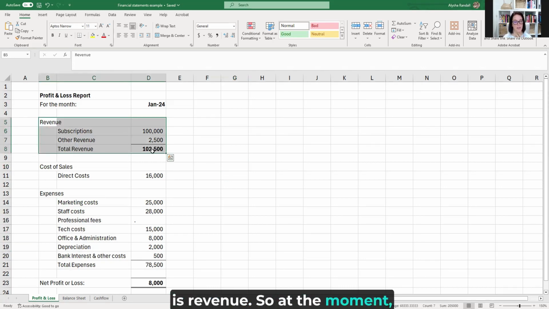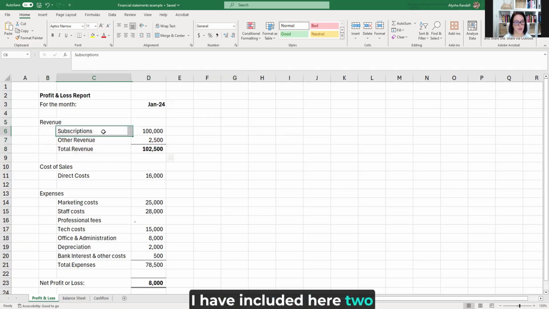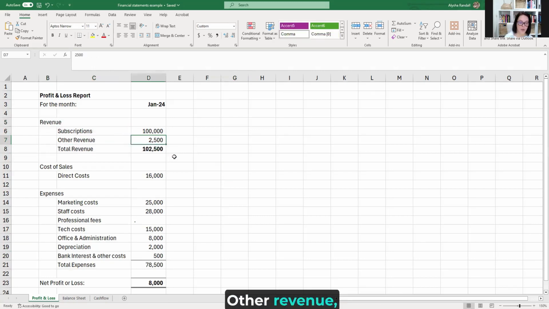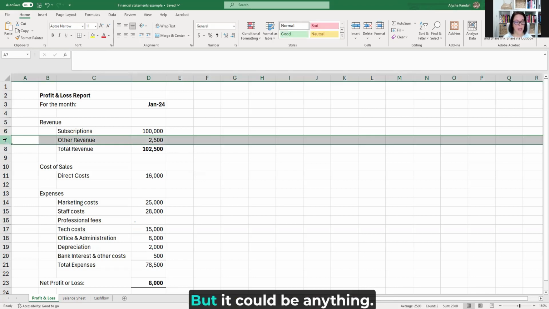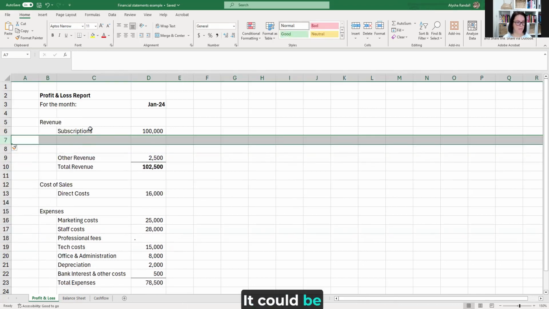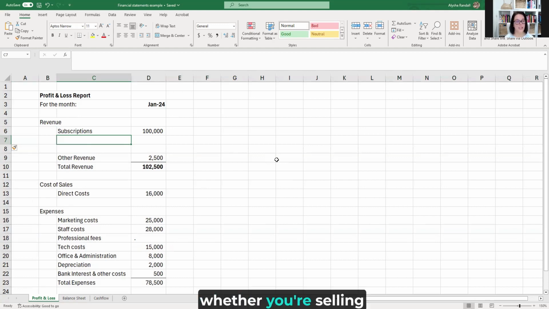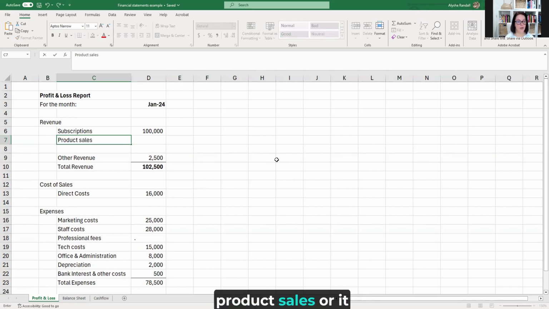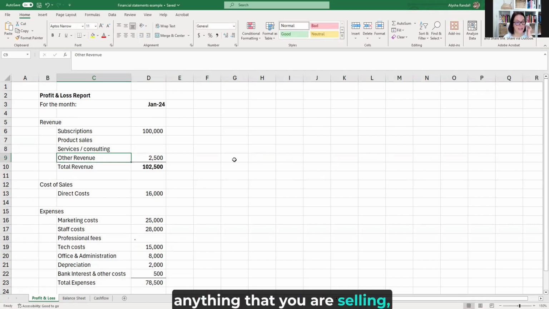So at the moment, I have included here 2 different types of revenue. Other revenue, which is generally, say, interest that you get from the bank or little bits and pieces that you don't get regularly. And then in this example, I've got subscription revenue, but it could be anything. It could be whether you're selling on a website and it's just product sales, or it could be services, so consulting services, anything that you are selling essentially.